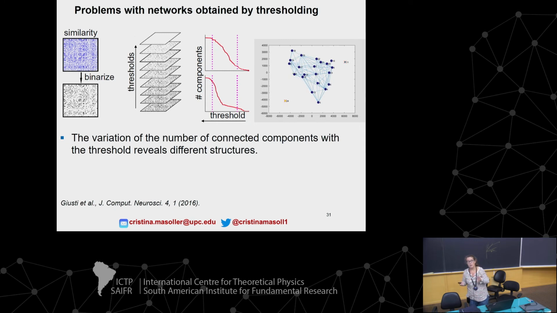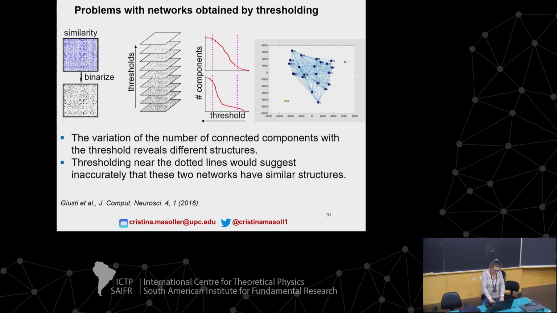So for your cross correlation, you put 0.5 as a threshold. Everything above 0.5 is significant. But once you change this, the 0.52 is not significant anymore, so you remove these links. You start removing, and as you remove, you get a lot of components.